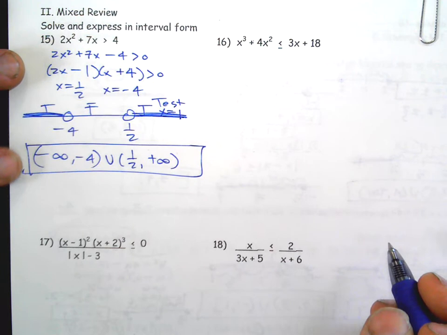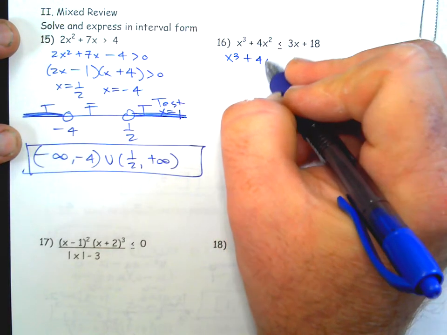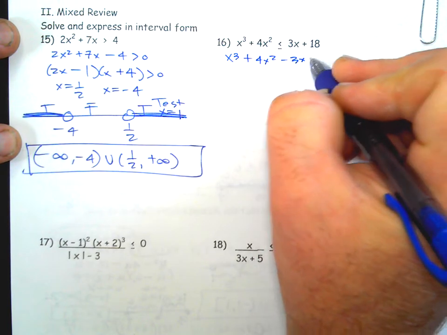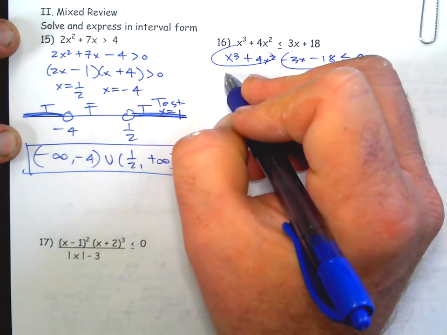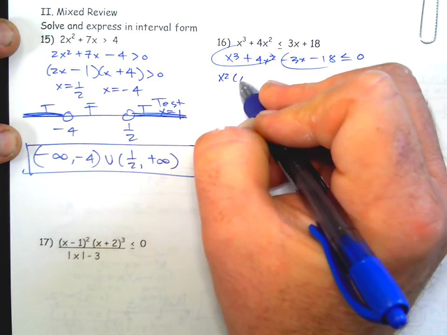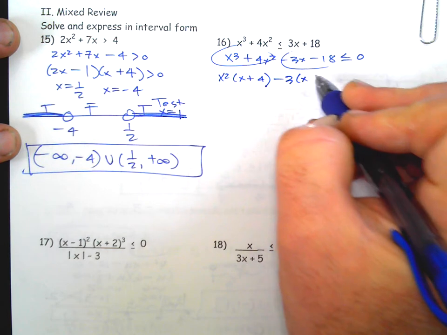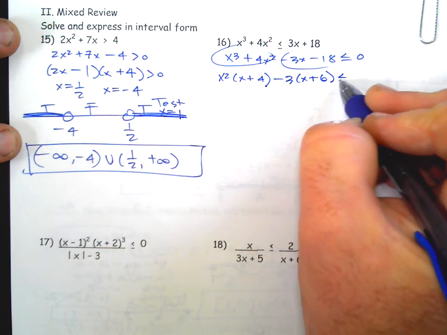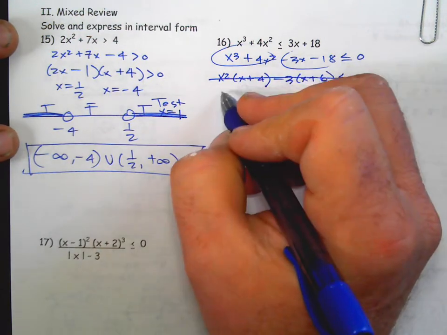All right, next one. Move everything to one side. Subtract 3x, subtract 18. We try grouping. Take x squared out, x plus 4. Take a minus 3 out, x plus 6. Nope, that's not going to work. So guess what? Get to do your favorite thing.